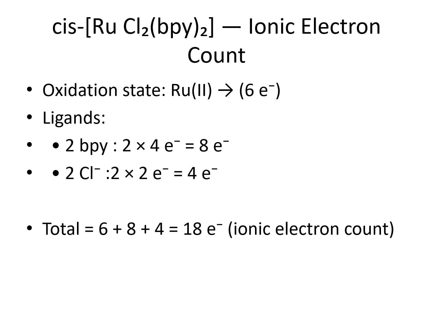So now the two bipyridine ligands, each one of them has 4 electrons, and since we have two of these, we end up with 8 electrons. Now for the chlorine atoms, we have 2 chlorine atoms. So each one contributes 2 electrons for a total of 4 electrons. So in total for this whole compound, in the ionic electron count, we have 18 electrons.